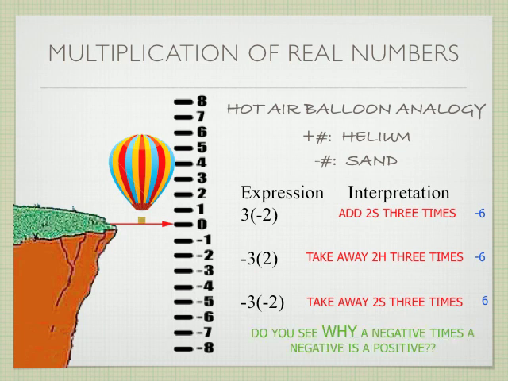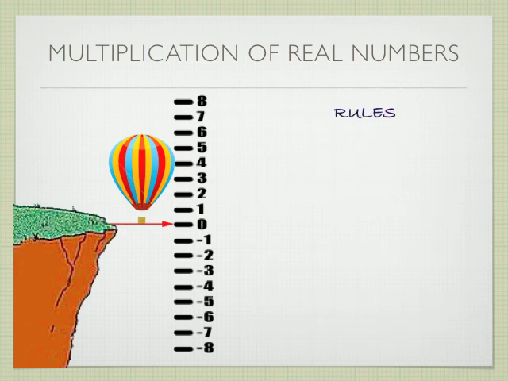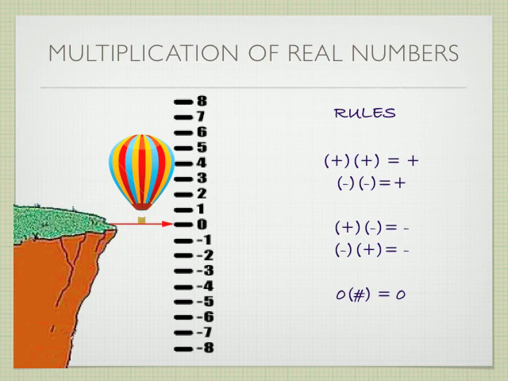So do you see why a negative times a negative is a positive? That's kind of the whole reason I use this hot air balloon analogy, to help you understand that a negative plus a negative is even more negative, and a negative times a negative is a positive. So here are my rules for people that like rules better. Positive times positive is positive, negative times negative is positive. But if my signs are different, it's negative, and kind of the bonus is 0 times any number is 0.